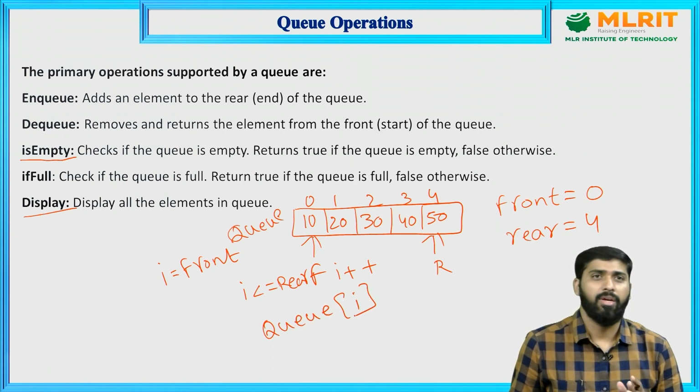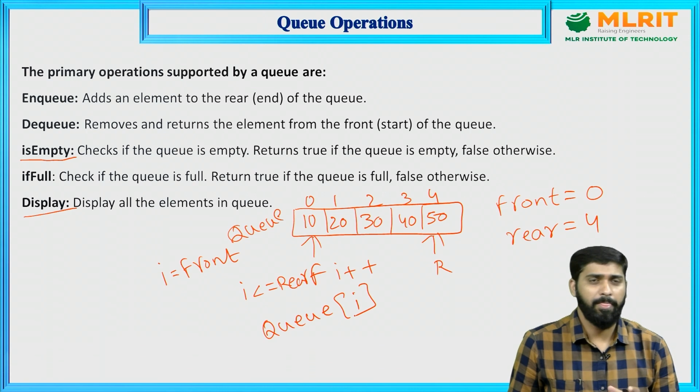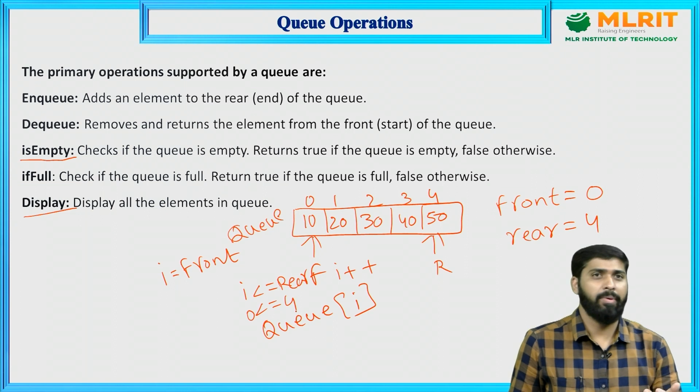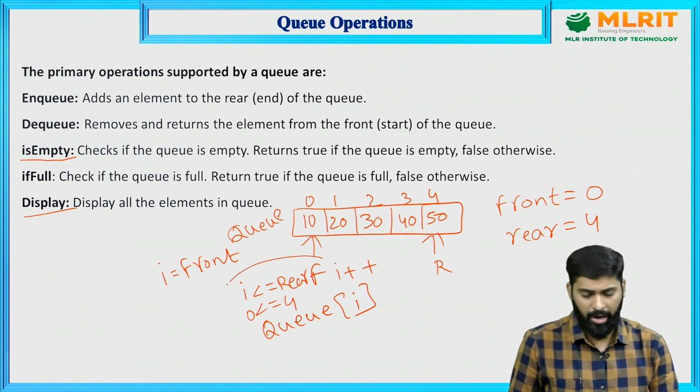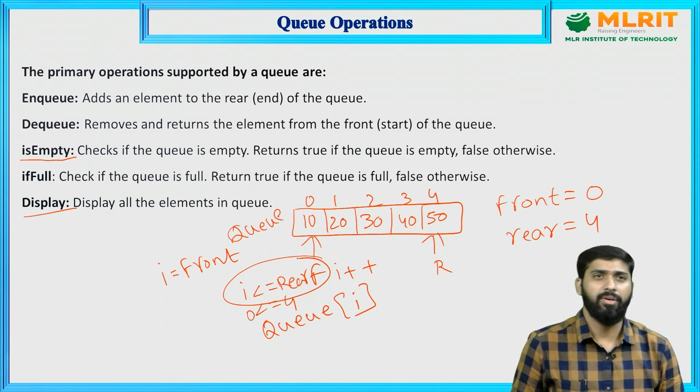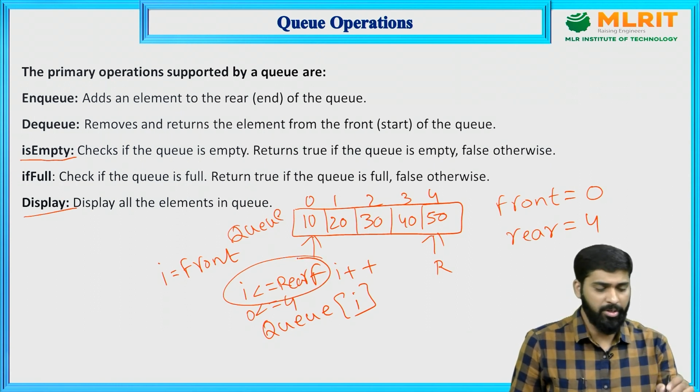That's it. First we print 10, then I check the condition: 0 less than or equals rear. In this case rear is 4, true. So we print Q of 0 and increment the I value, and we repeat this loop until the I value is less than or equals the rear value. In this case what is the output? 10, 20, 30, 40, 50.